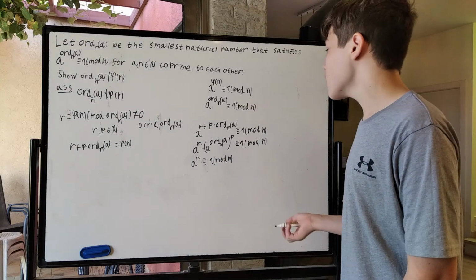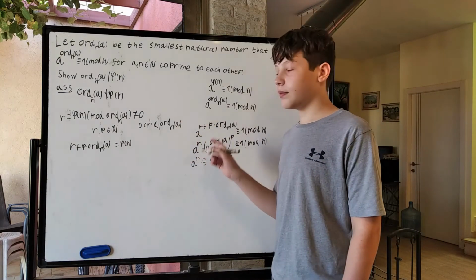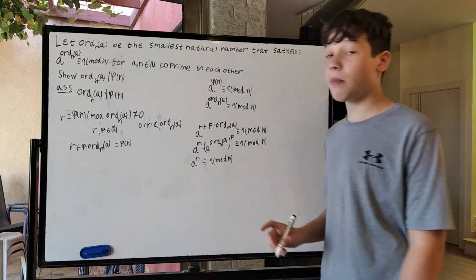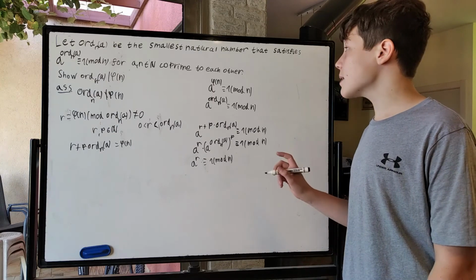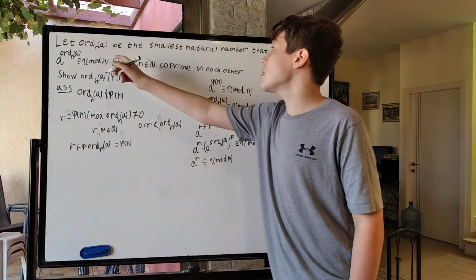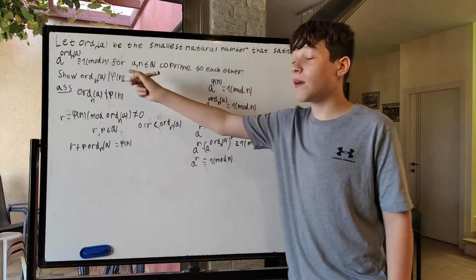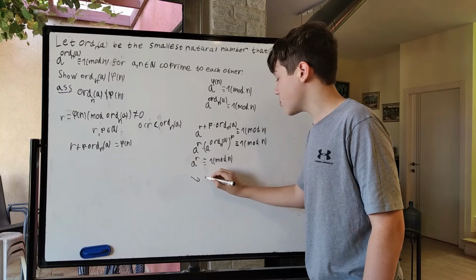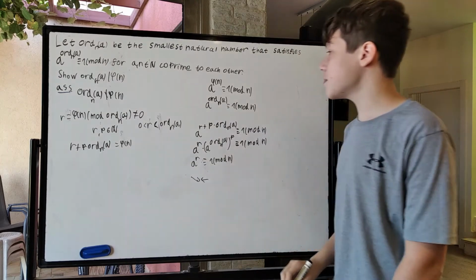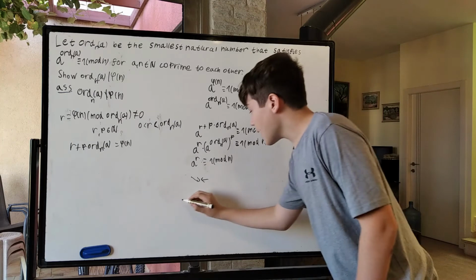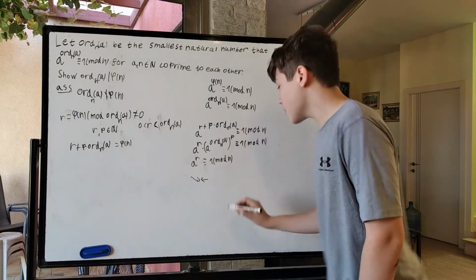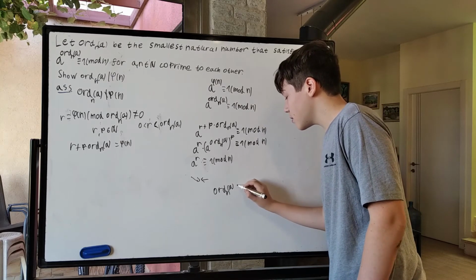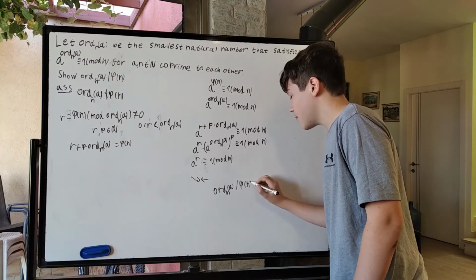We found a number r that's smaller than order a of n, but yet satisfies a to the r is congruent to 1 mod n, which contradicts that order a of n is the smallest natural number that satisfies this exact property. So we can say this is a contradiction, meaning that our initial assumption was wrong, and so order a of n divides phi of n.